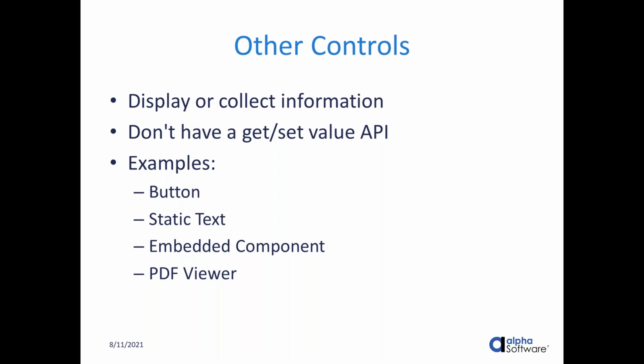We have some other controls that can also be used to display and collect information, but they don't have the get and set value API. So we have data controls like text boxes, and then you have other controls like a static text object that just displays some text, or a button, or the PDF viewer. These controls can be used to enhance your UI and perform additional data collection, but don't have that get and set value API that you have with the data controls.